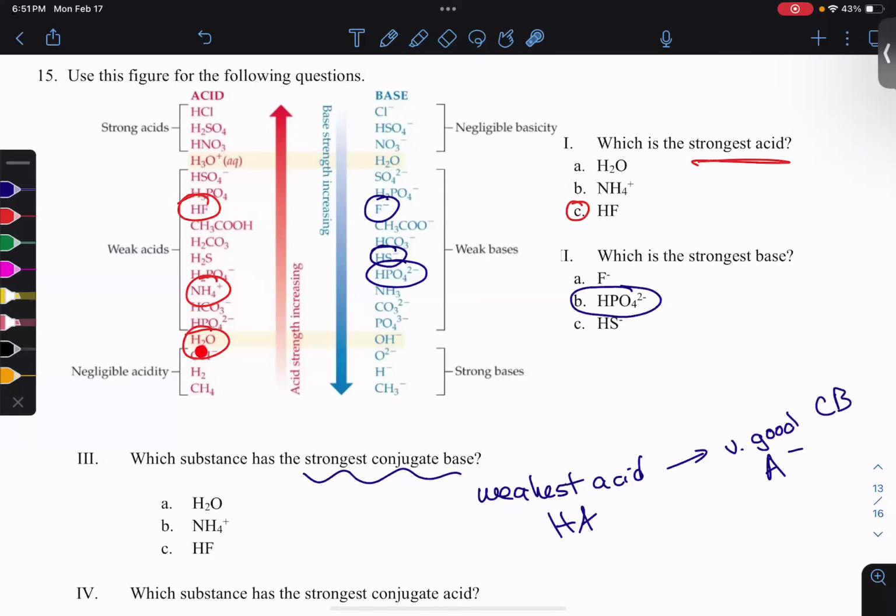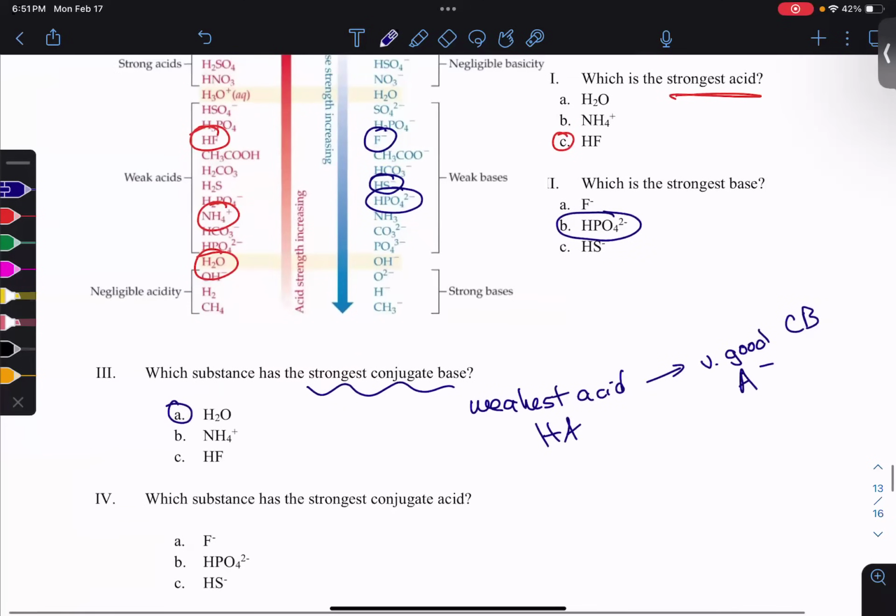So if we look at this list, water is the weakest acid, so therefore water will have the strongest conjugate base. Then if we look at the follow-up here, the same idea, it's just the weakest of the set, HF, is going to have the strongest conjugate acid. So let's see, strongest conjugate acid would be HF right there, right? Okay.